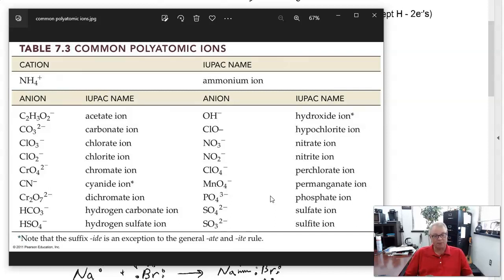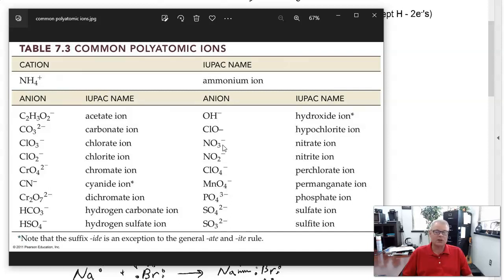Does "ate" always mean 4 oxygens? No, it doesn't always mean that. Here's a nitrate polyatomic ion, and it's an NO3 with a -1 charge. So "ate" doesn't tell you how many oxygens, and it doesn't even tell you the charge. But it does tell you the polyatomic ion has oxygen. At least you've got that going for you.